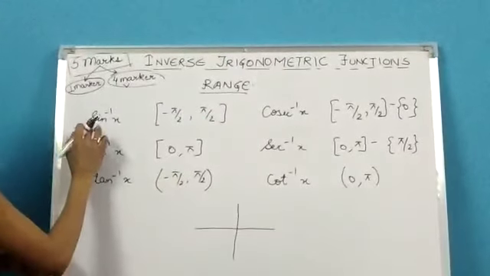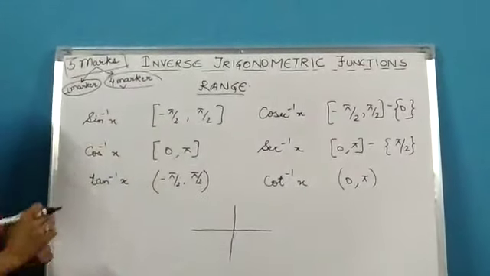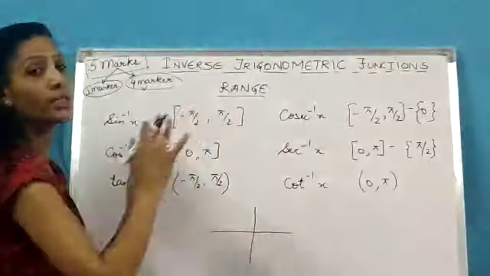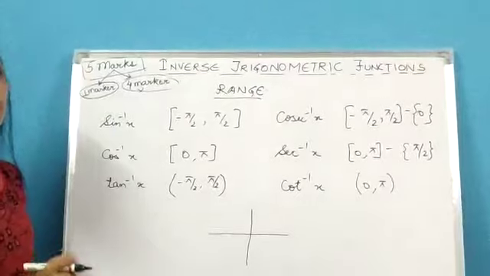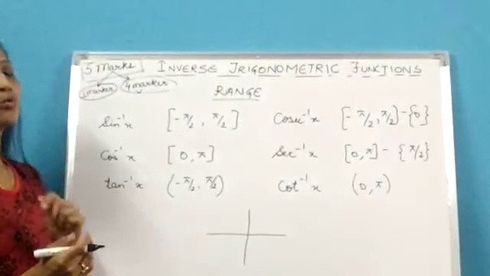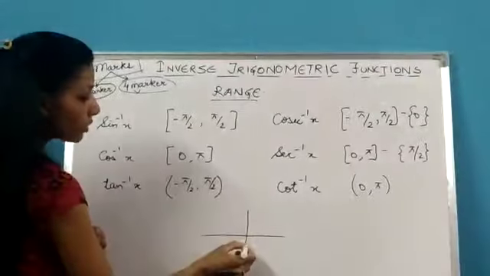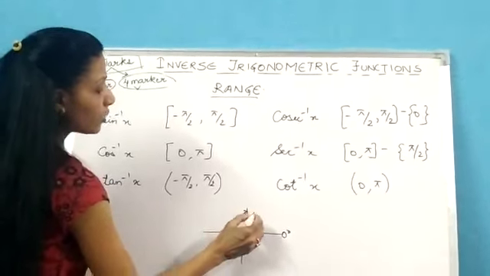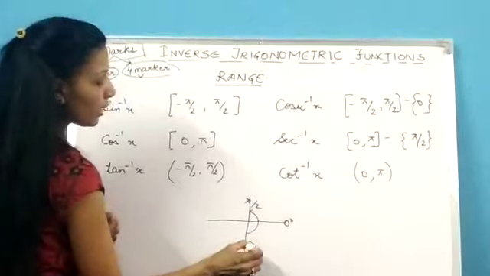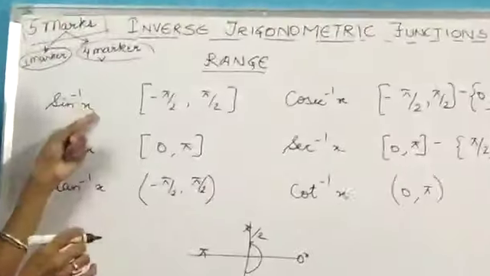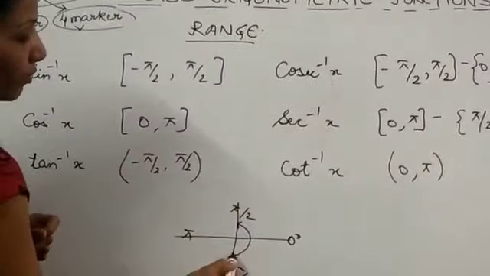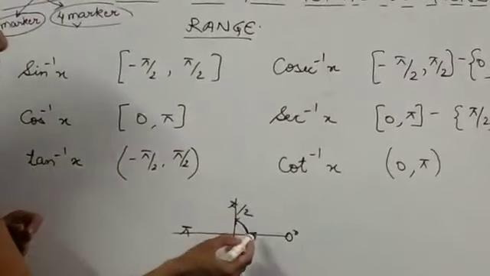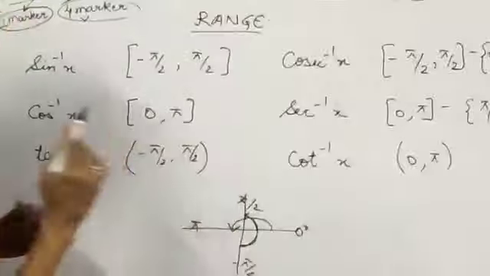Now you see, sine inverse x is taking the value minus pi by 2 to pi by 2. Basically, all these 6 inverse trigonometric ratios are moving in just 2 quadrants. For sine inverse, you remember it like this. This is 0 degrees, this is pi by 2, this is minus pi by 2 and this is your pi. So for sine inverse, you have from minus pi by 2 to pi by 2. For cos inverse, you have from 0 to pi.